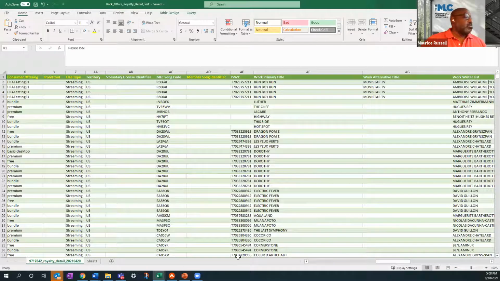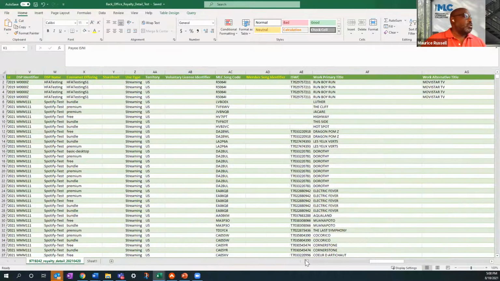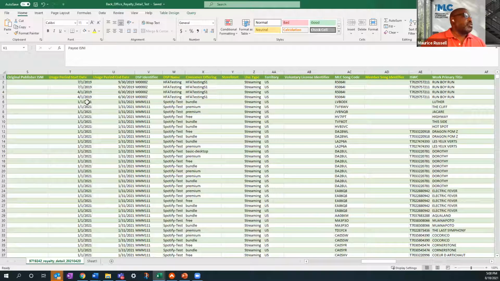Moving on. The usage period start and end dates. This is important for identifying the specific periods that pertain to a given transaction. And it's important for reasons that I'll get back to in a second.